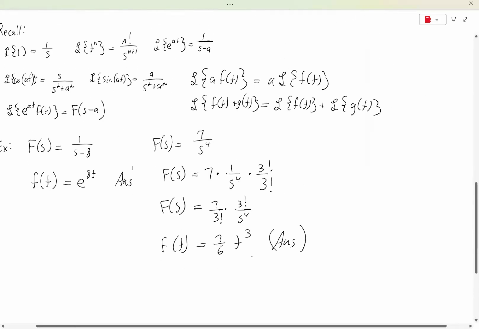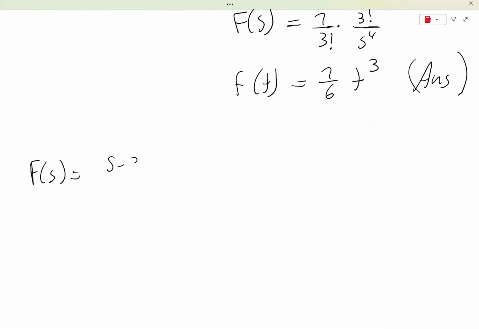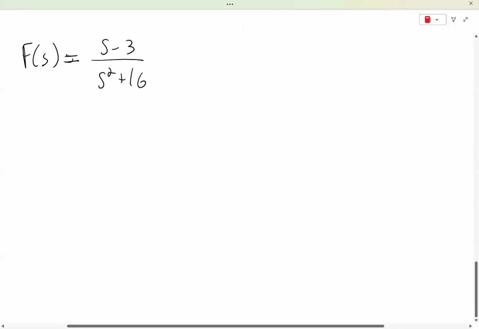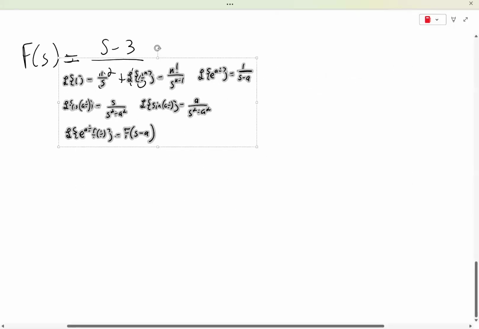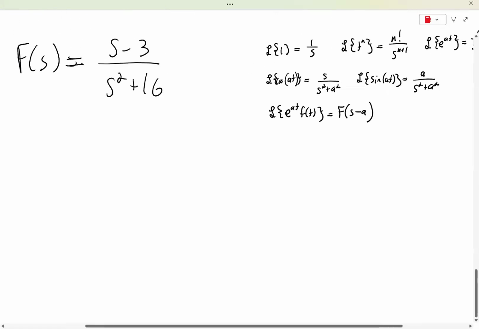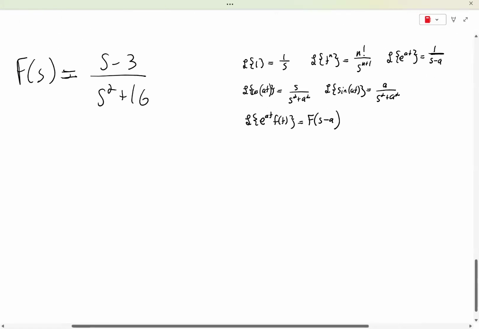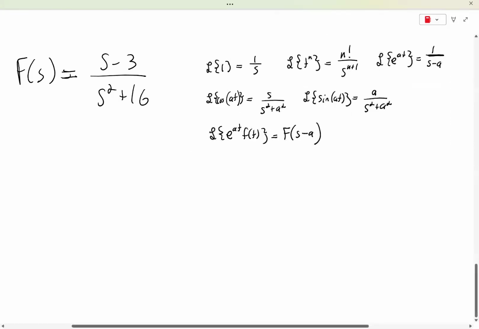Okay, let me try this one now. Let's say capital F of S is equal to S minus 3 over S squared plus 16. So I'll try this one now. Let me see if I can bring back the functions here, just for reference. Maybe I'll try again so you can read them. There they are.